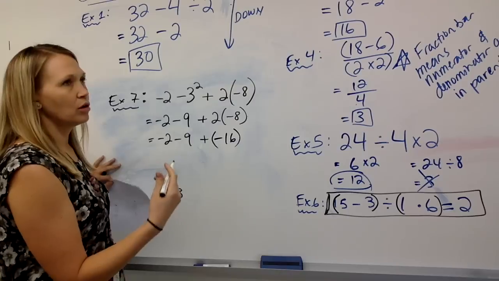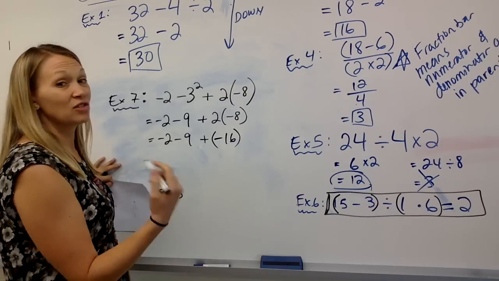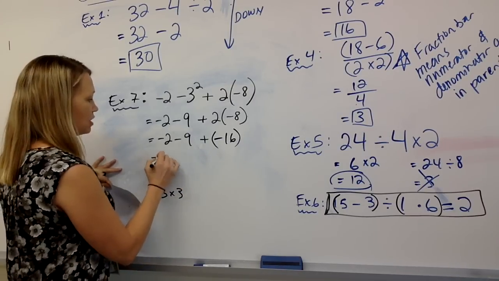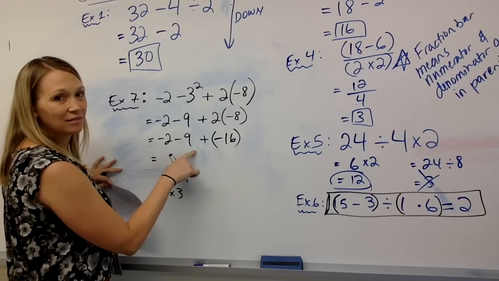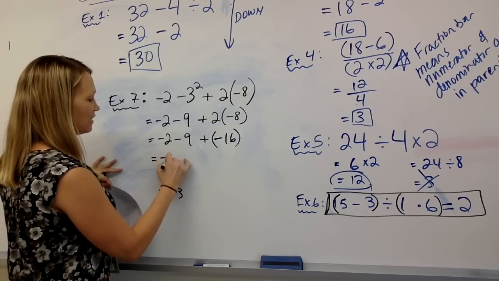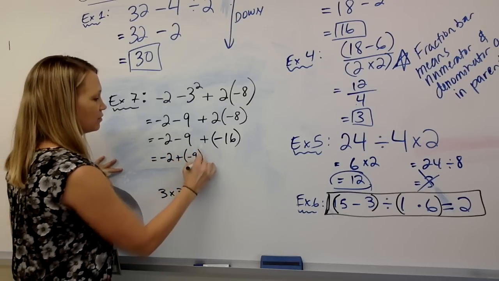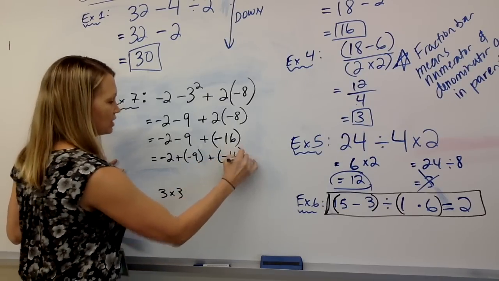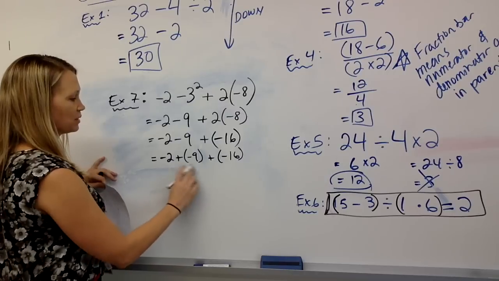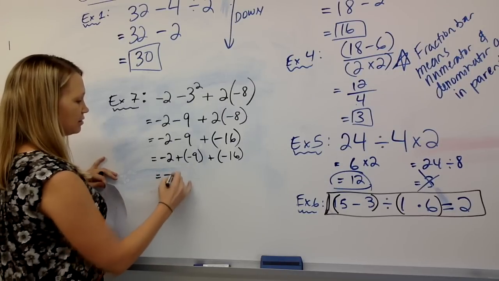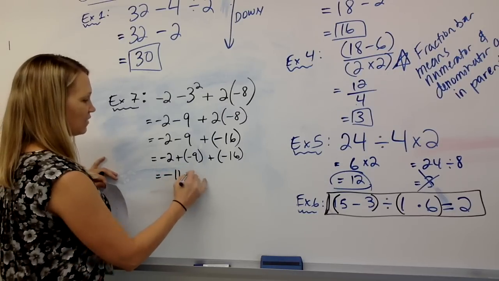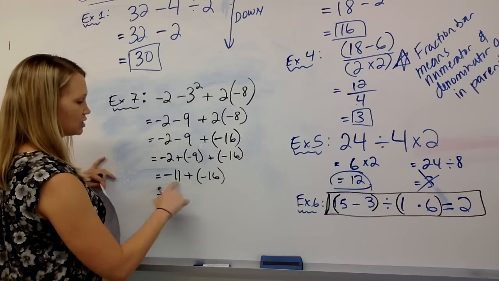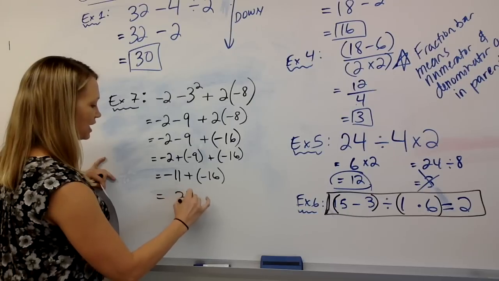All right, now PEMDAS. So now I'm at addition and subtraction. I'm going to work my way from left to right. Negative 2 minus 9. That's really negative 2 plus negative 9. Remember, you always have to change it to addition. And I'll just copy down the rest. Negative 2 plus negative 9, keep the sign. 9 plus 2 is 11, so negative 11. Negative 11 plus negative 16, 27, keep the negative sign.